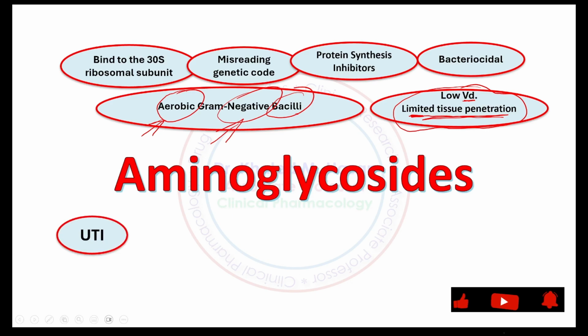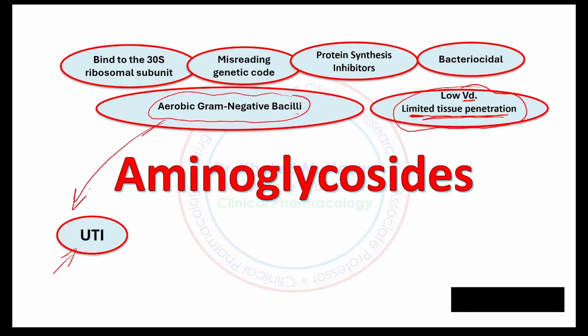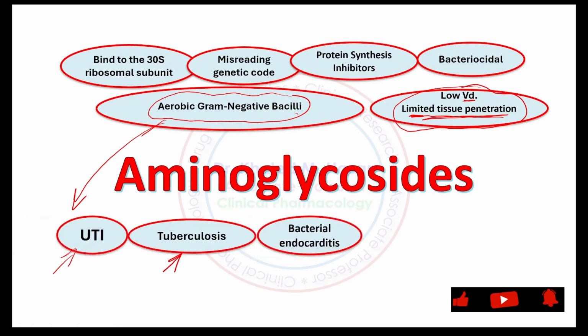Okay, uses: we use aminoglycoside for patients with urinary tract infection. If you remember, this group of medication mainly covers gram-negative bacilli, which are considered the main cause of urinary tract infection. Among this group, the significant one, streptomycin, is used for treatment of tuberculosis. We also use it for bacterial endocarditis, normally as combination therapy, not alone, but with medications that have another mechanism of action.